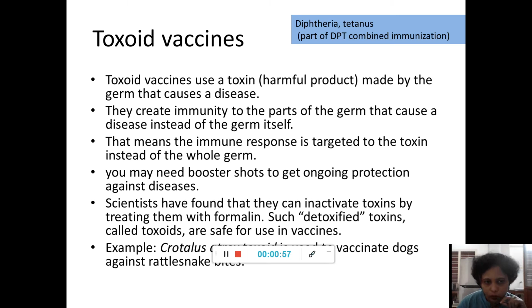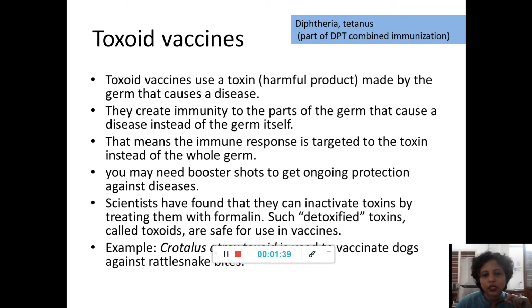The next one, the toxoid vaccines. In a toxoid vaccine, what happens? You use a toxin or a harmful product which has been made by the microbe which causes the disease. That toxin has been inactivated with the help of certain agents, and it is used to induce immunity within you. This will create immunity to the parts of the germ that cause the disease instead of the germ itself. Okay, so the immune response that you have here is targeted to the toxin instead of the whole germ.